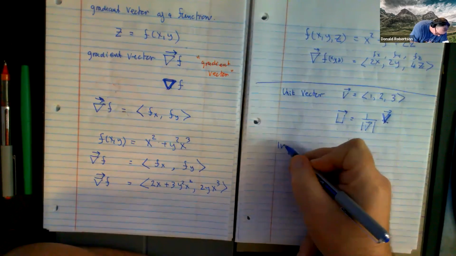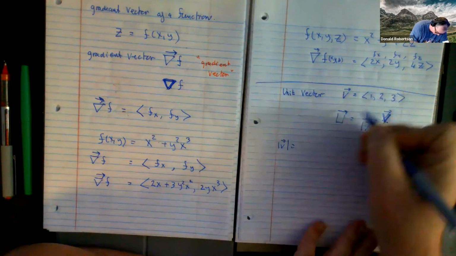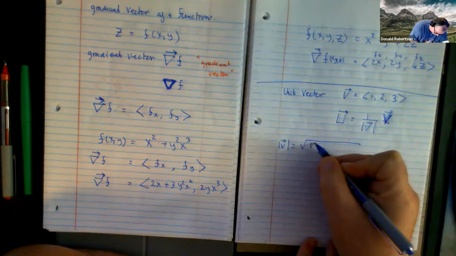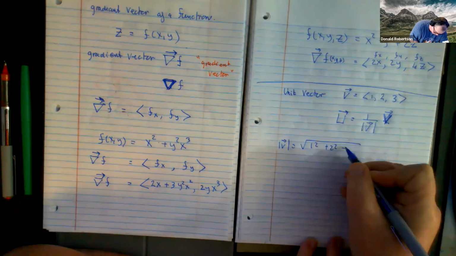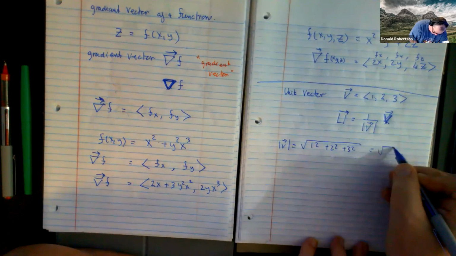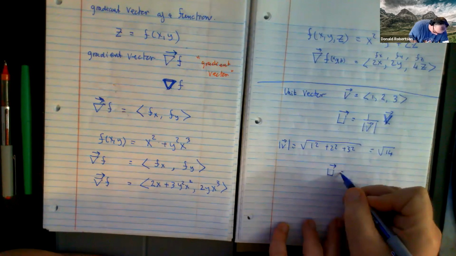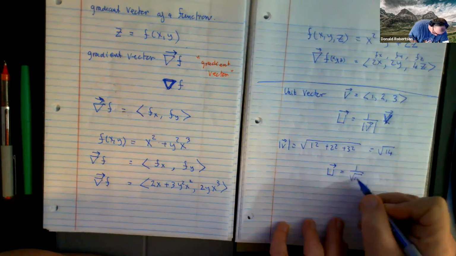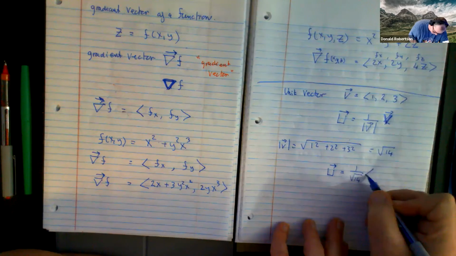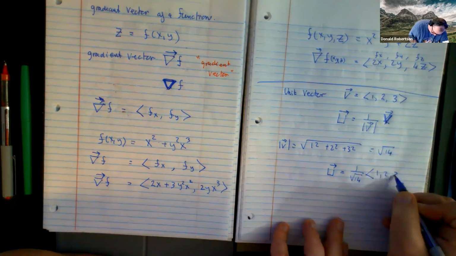So the magnitude of this vector is the square root of 1 squared plus 2 squared plus 3 squared, which I believe is the square root of 14. So the unit vector will be 1 over the square root of 14 times the original v vector.